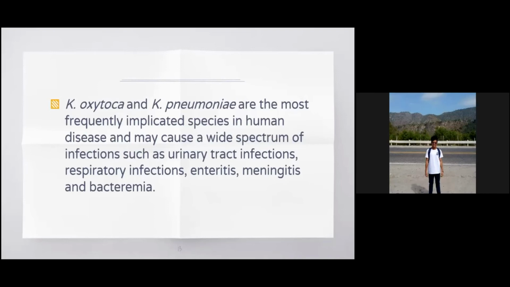K. oxytoca and K. pneumoniae are the most frequently implicated species in human disease and may cause a wide spectrum of infections such as UTI, respiratory infections, enteritis, meningitis, and bacteremia. Next.